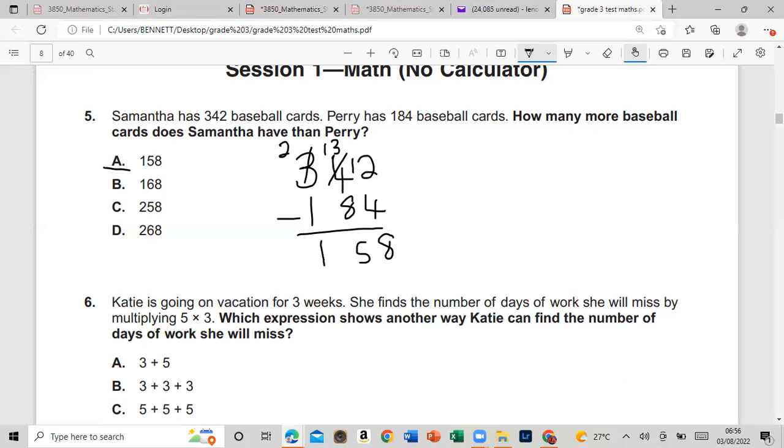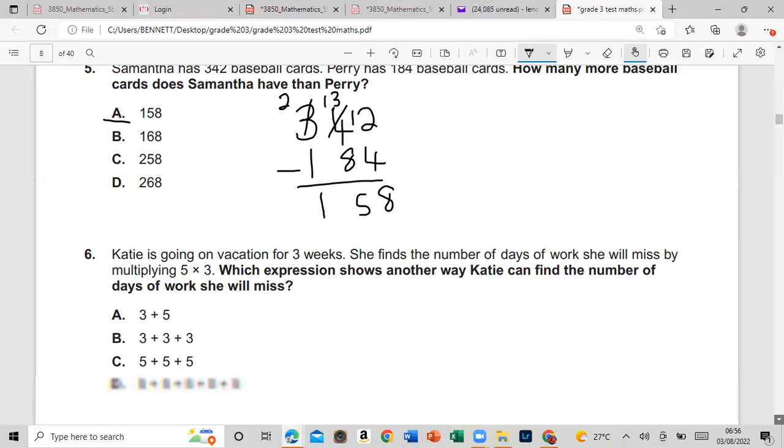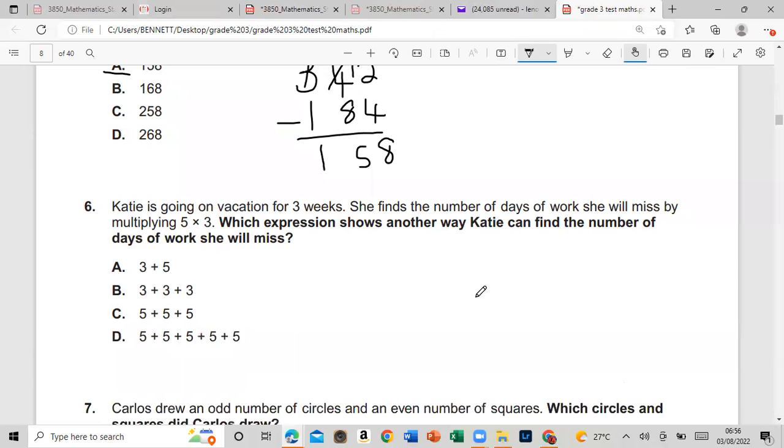All right. Let's look at number 6. Kathy is going on a vacation for 3 weeks. She finds the number of days of work she will miss by multiplying 5 times 3. Which expression shows another way Kathy can find the number of days of work she will miss? Now, when you look at this, guys, this is trying to say which of these set of numbers, whether A, B, C, D, is equal to 15 also, because that's 5 times 3.